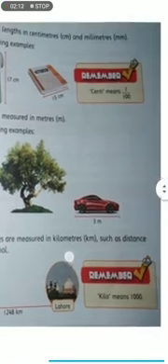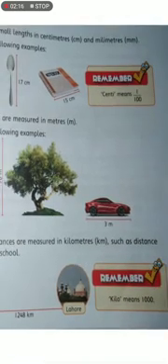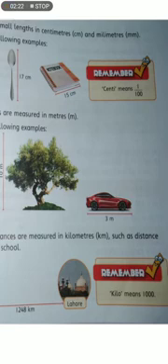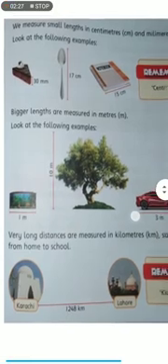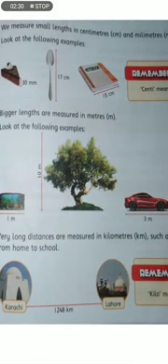So centi means 1 by 100. What you have to learn is that centi is the hundredth part of one. Okay. And then kilo means thousand. In every kilometer there are 1,000 meters, and in every centimeter there are 10 millimeters.